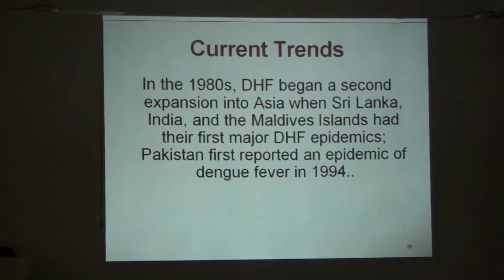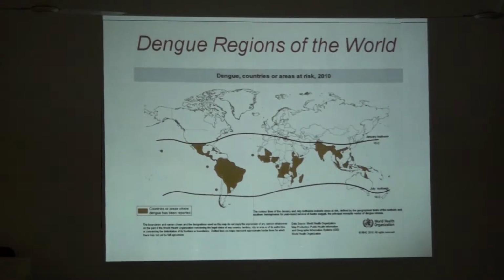In the 1980s, dengue hemorrhagic fever began a second expansion into Asia when Sri Lanka, India and the Maldives had their first major dengue hemorrhagic fever epidemics. In Pakistan, the first reported epidemics occurred in 1994. Here is the geographical distribution of dengue regions in the world. Mainly dengue occurs in the tropical countries near the equator.